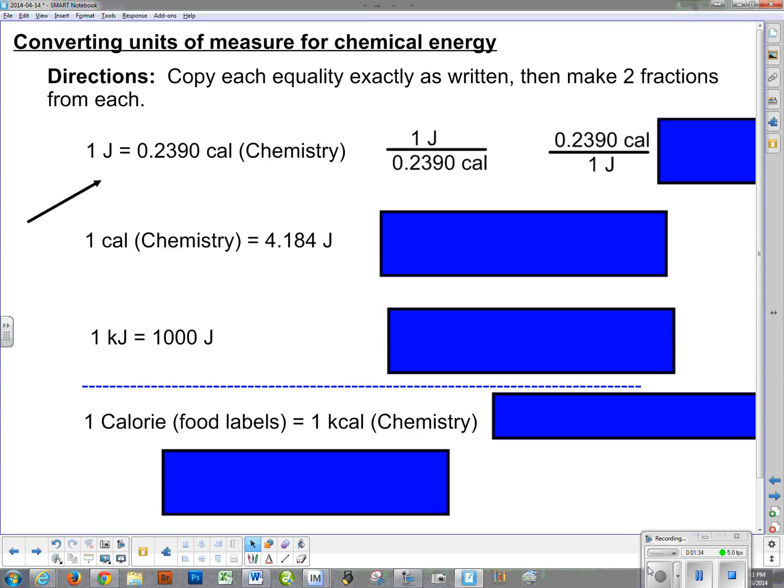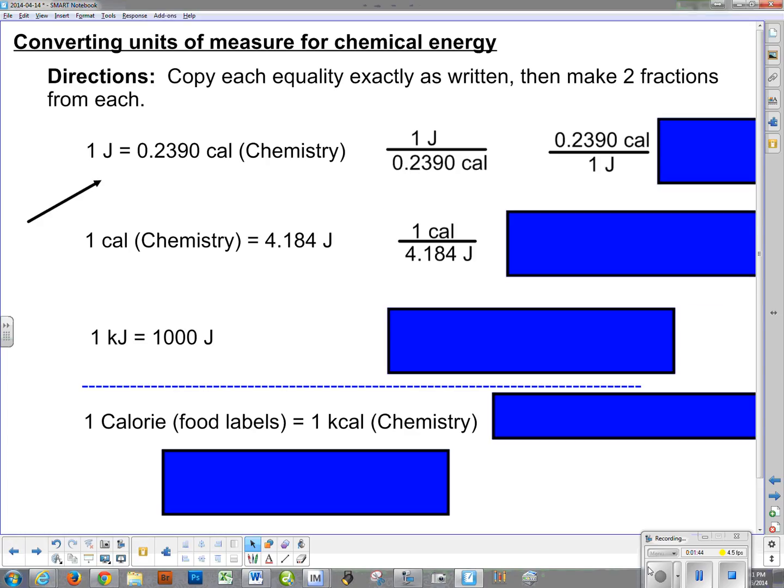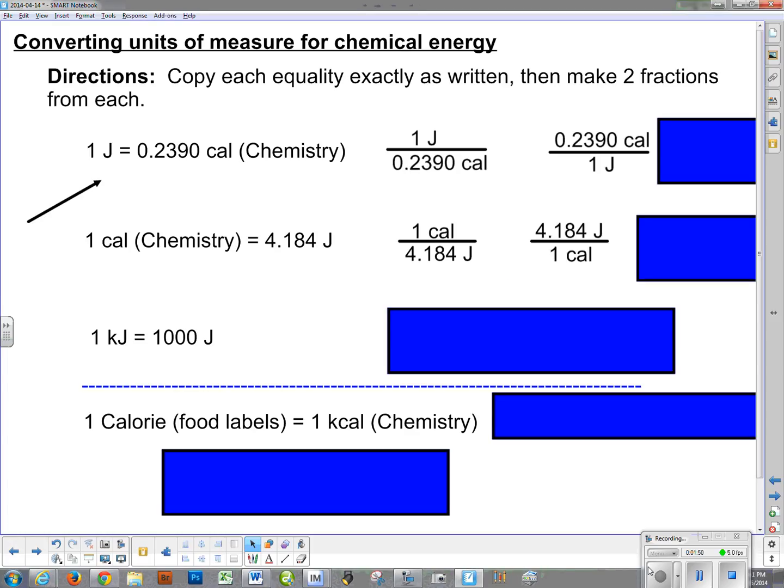Height, what do you have for your two fractions? Over. Yeah. Okay, good. And the other fraction is? Yeah. Okay, just upside down. Very good. And Colleen?